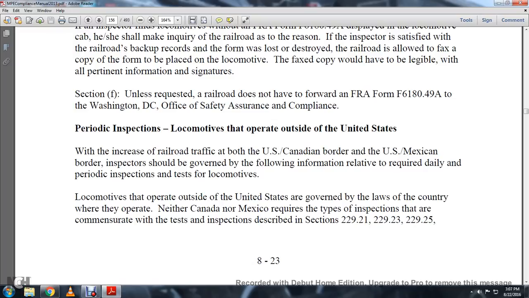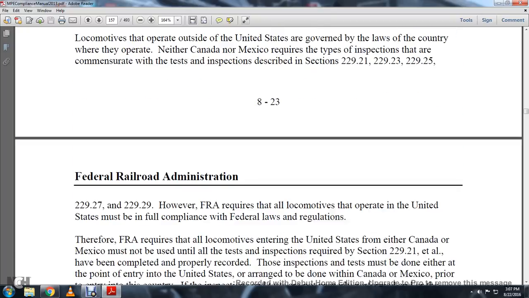Periodic inspection of locomotives that operate outside the United States. With the increase of railroad traffic at both the U.S.-Canadian border and the U.S.-Mexican border, inspectors should be aware of the following information relative to the required daily and periodic inspection testing for locomotives. Locomotives operating outside the United States are governed by the laws of the country where they are operating. Neither Canada nor Mexico requires types of inspection that are commensurate with the tests and inspections described in Sections 229.21, 229.23, 229.25, 229.27, and 229.29.